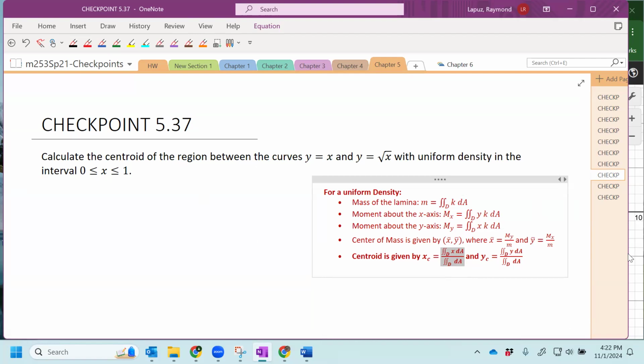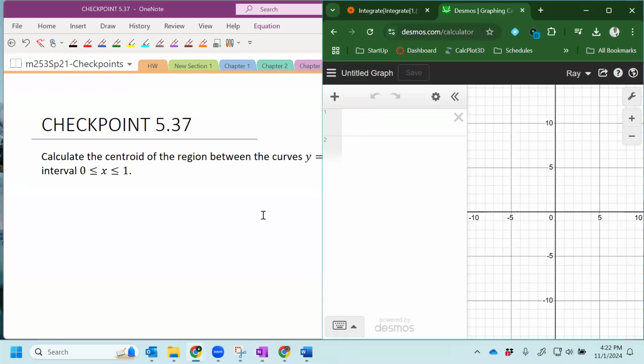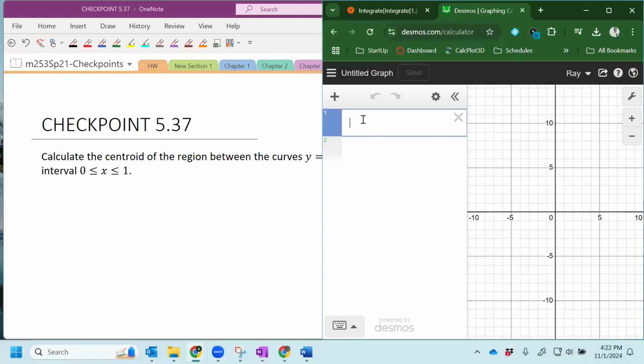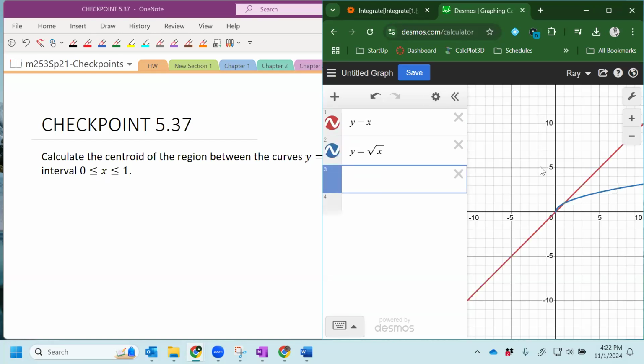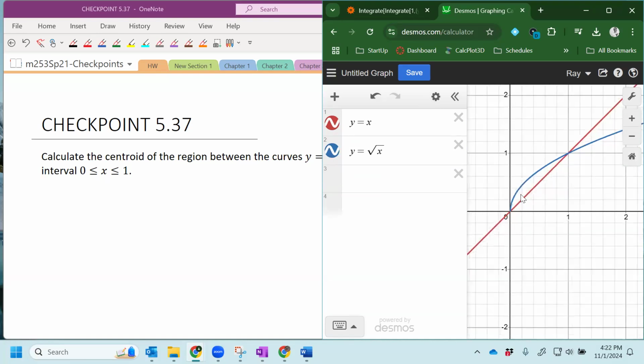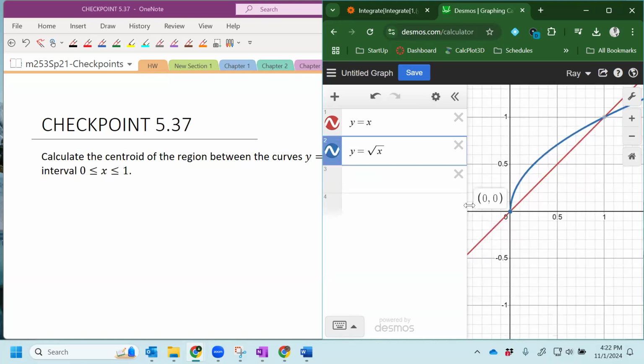Let's draw this out. Like I said, the limits are probably given here already. If we draw these curves, y equals x and y equals the square root of x, it's hard to see, but if we zoom in, we see this little area going between 0 and 1 here. So this little space is probably what we want.